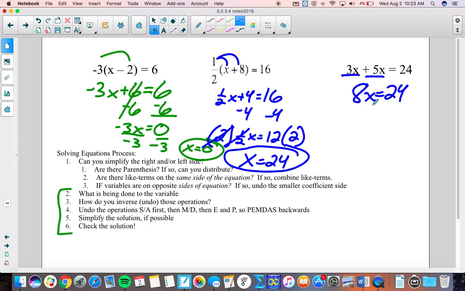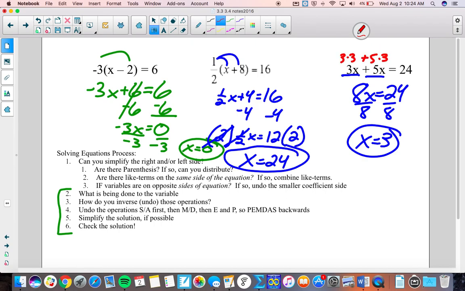What's being done to x? It's on the left. It's being multiplied by 8, so let's divide by 8. We get x equals 3. I forgot to use a different color on that one. That's a bummer. Now when you plug that 3 back in, you get 3 times 3 plus 5 times 3 equals 24. You get 9 plus 15. Does that equal 24? Checkmate.